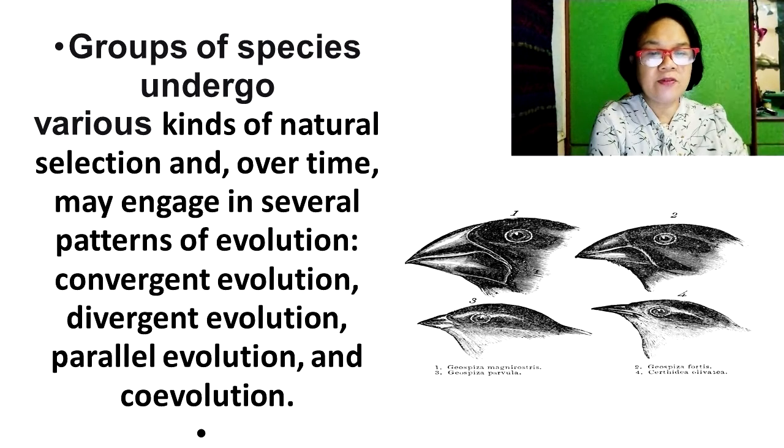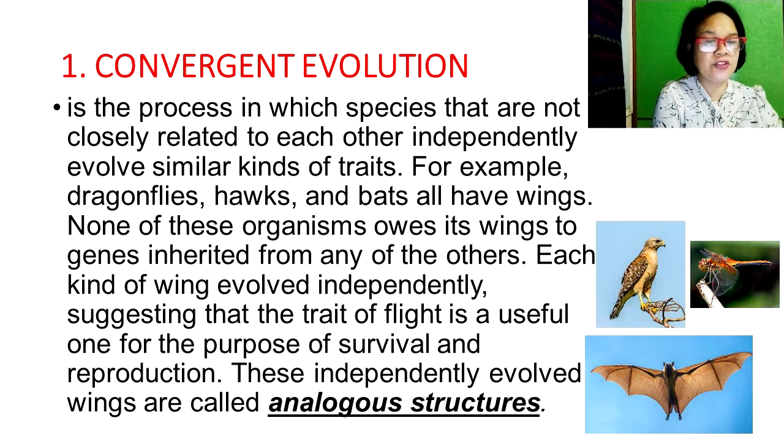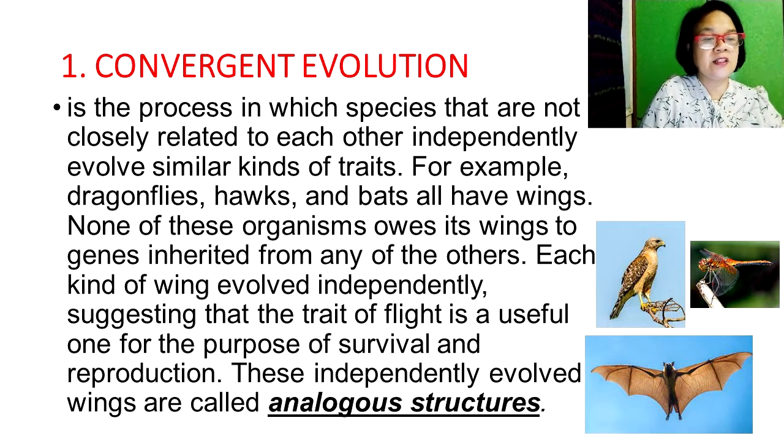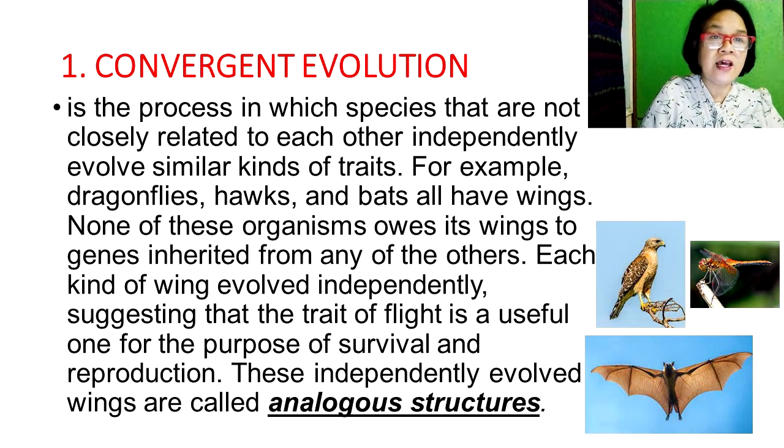So we have here the first one, which is convergent evolution. I will discuss to you the meaning of these particular types. This is the process in which species that are not closely related to each other independently evolve similar kinds of traits. For example, we have the dragonflies, the hawks, and the bats. All three of these species have in common the presence of wings.